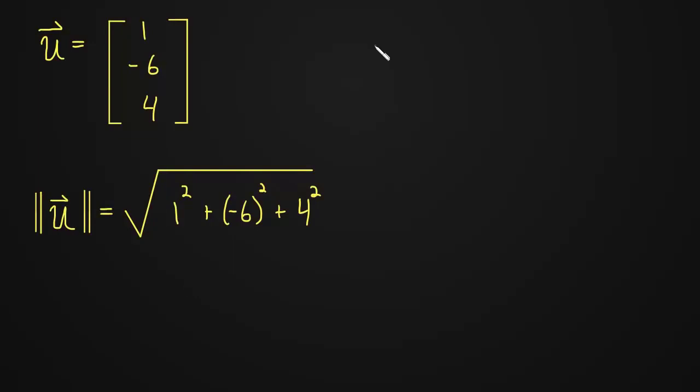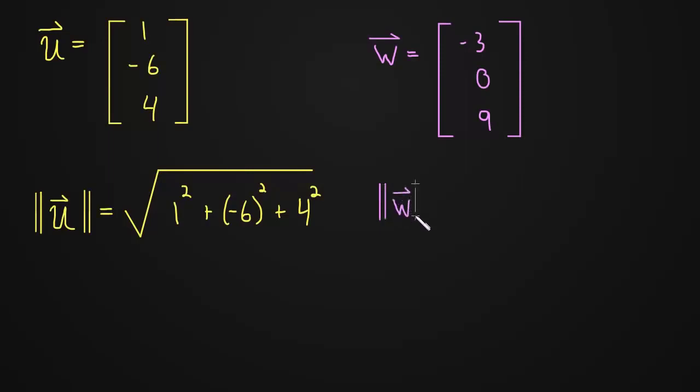If you want, we can do another example. How about negative 3, 0, 9? So the length of w is equal to the square root of negative 3 squared plus 0 squared plus 9 squared. And there you have it. There's the length of a vector with three components.